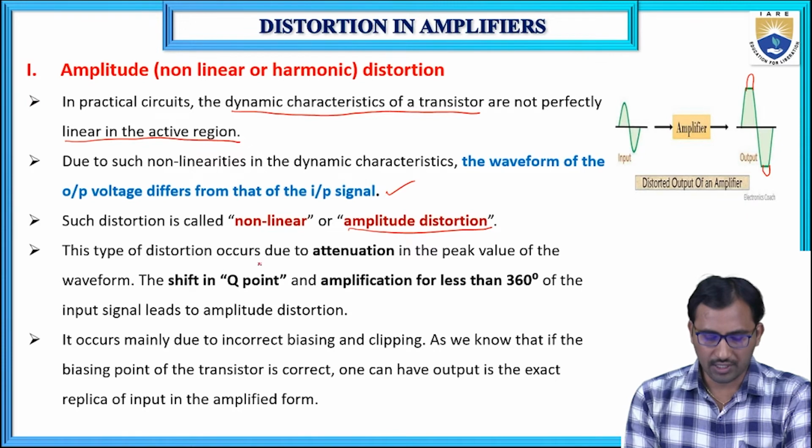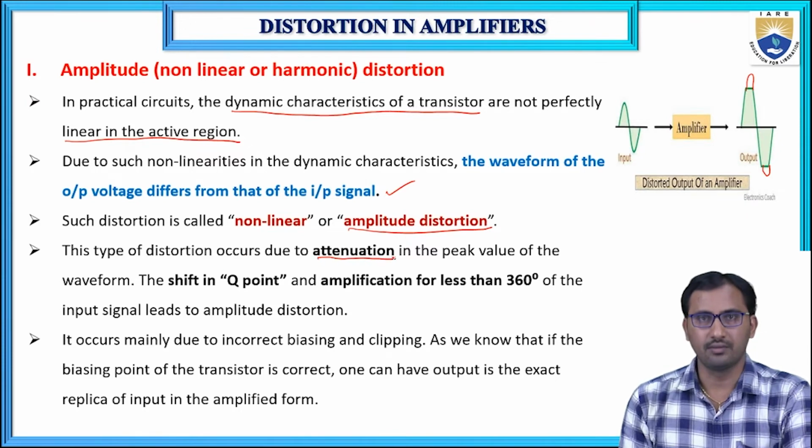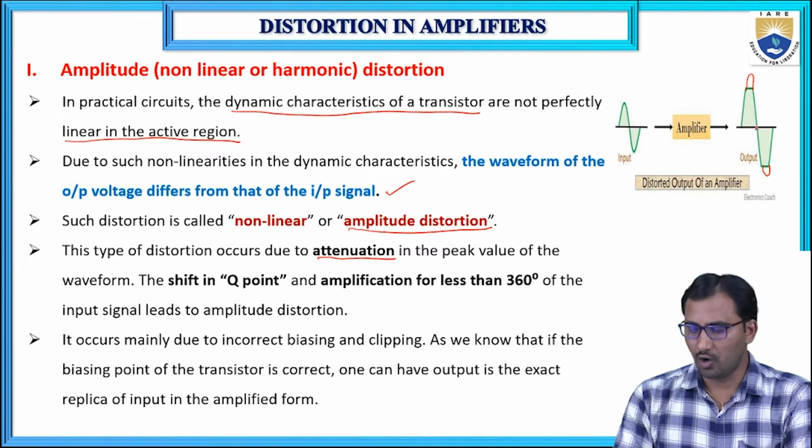And this type of distortion occurs mainly due to attenuation in the output waveform. If you see the output waveform here, there is an attenuation in the positive peak, and similarly there is an attenuation in the negative peak. So this is the attenuation. Because of that attenuation, your output voltage is clipped off at both the positive peak and negative peak.